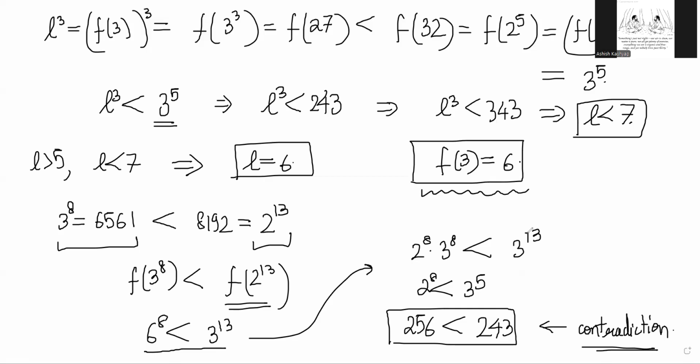When we use that assumption, we proved that f of 3 is 6, and we now are seeing a contradiction when f of 3 is 6, right? So such a function does not exist, and we have finished our proof basically, right?